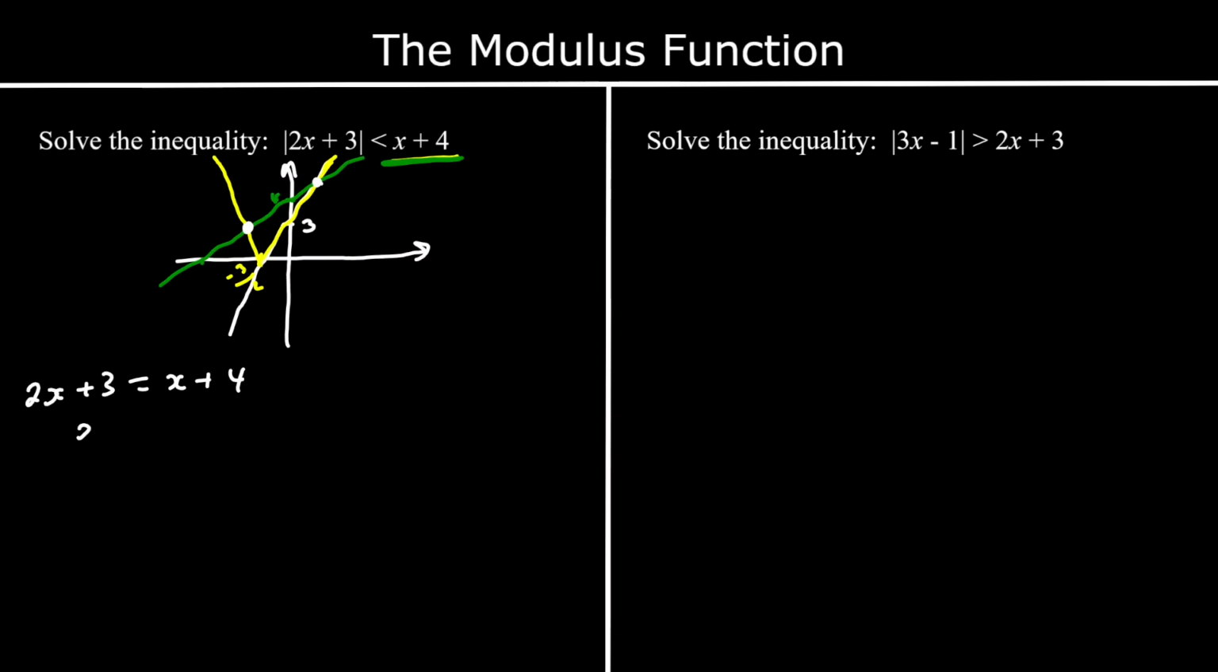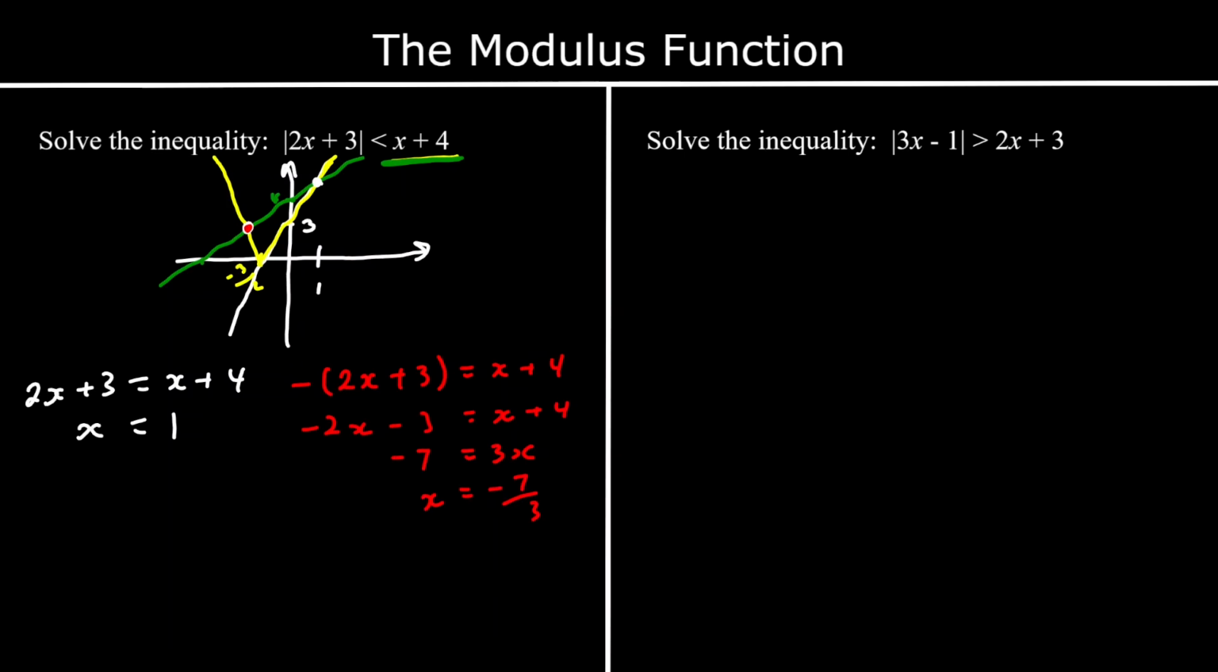Take away x from both sides. Take away 3 from both sides. That's at x equals 1. And the negative version of the line is negative 2x plus 3 equals x plus 4. I'll expand the bracket. Plus 2x to both sides. Take away 4 from both sides. X is -7 over 3.